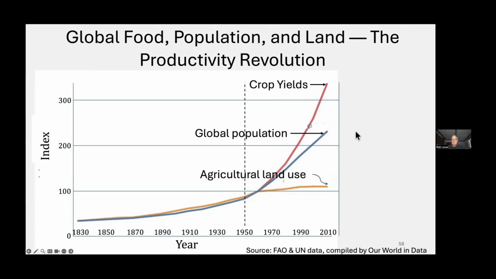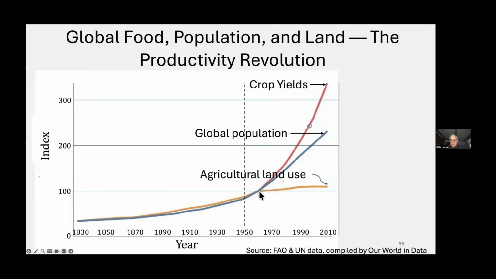But look what's happened to global food production compared to population and land use. It's been an absolute productivity revolution. The top curve here shows how crop yields have increased over recent times, particularly from about the 1960s onwards. If you consider that our food production yield was at 100 then, we're at about 350 today. It's an incredible improvement.